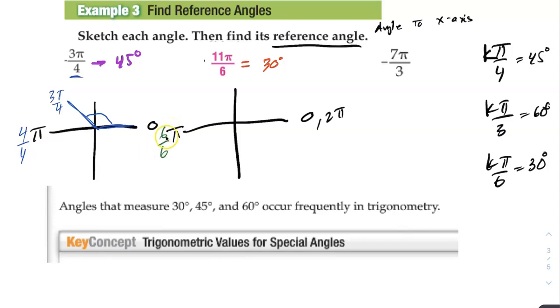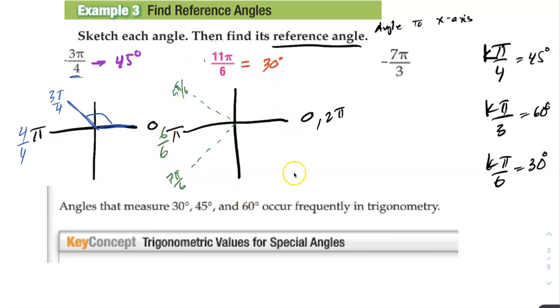Well, what does that mean? What would be right before it if we're going positive? Right before it that we didn't reach would be 5 pi over 6. What about right after it? 7 pi over 6. I've got to get to 11, so what that means is this. We went halfway, we got 6 over 6.